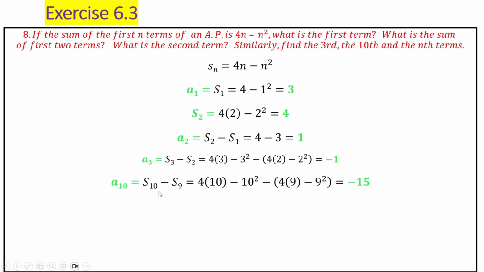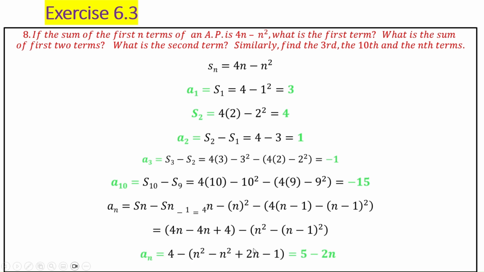A10 equals S10 minus S9. Sum of first 10 terms minus sum of first 9 terms, the difference is A10, the 10th term. So minus 15. And the nth term, if I substitute all the values here and simplify, I get 5 minus 2n. The nth term is 5 minus 2n. Next.